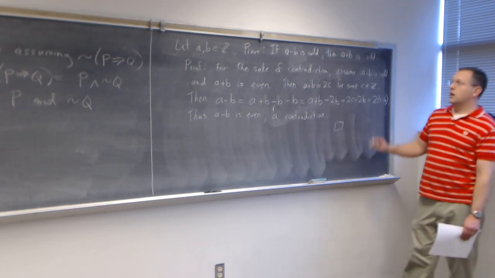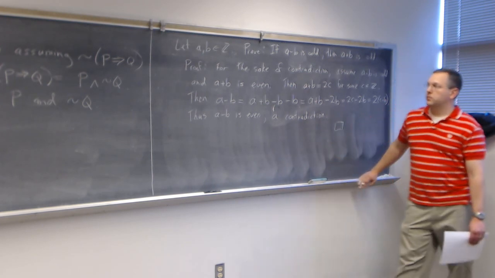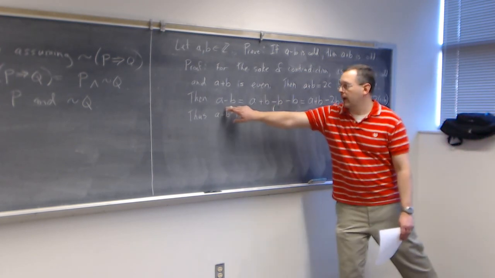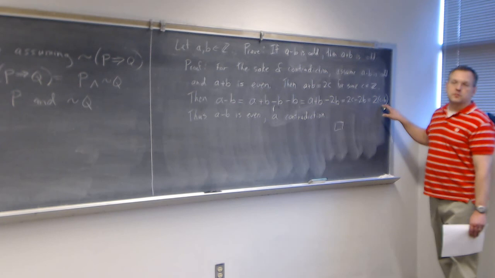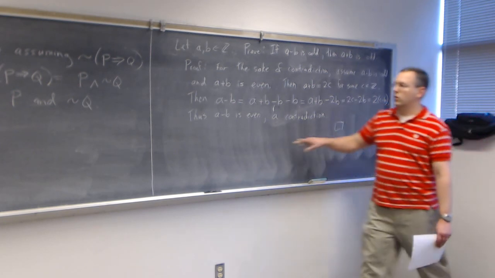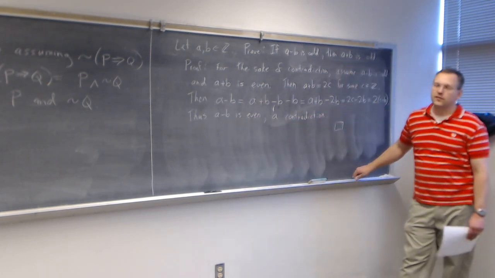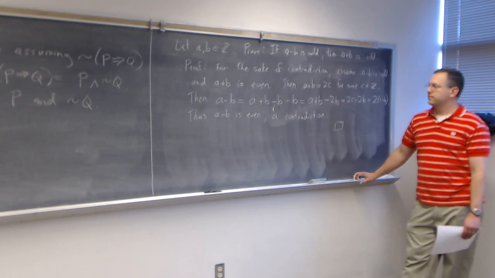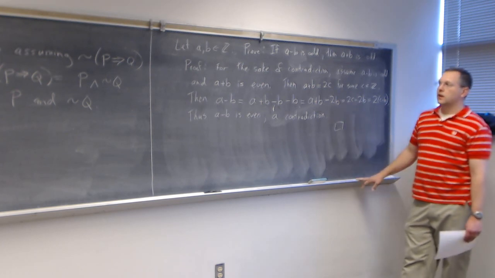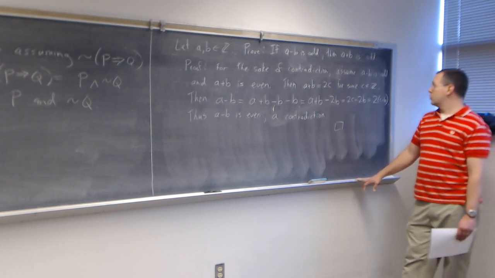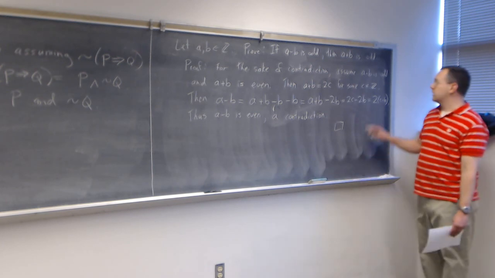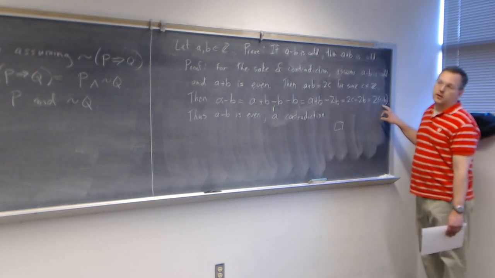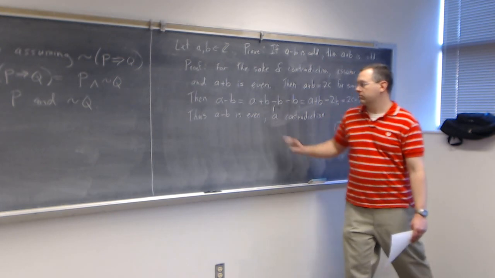I assumed A minus B was odd and A plus B is even, and I just showed that A minus B equals 2 times an integer. Therefore, A minus B is even. I left out a little bit of words. You might have another sentence that says, then A minus B equals 2D for some integer D, which equals C minus B. Thus, A minus B is even.